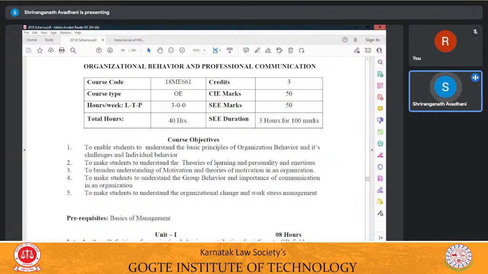This is a 3-credit open elective course with 50 marks CIE, SEE 50, and it's a 40-hour course. SEE is 3 hours. OBPC stands for Organizational Behavior and Professional Communication.